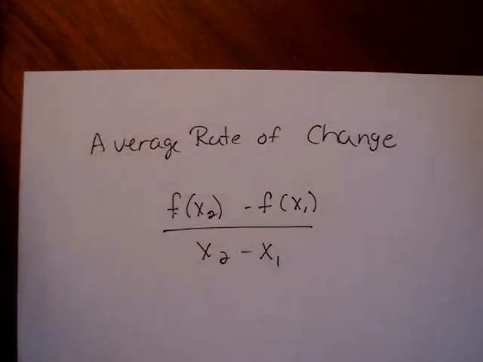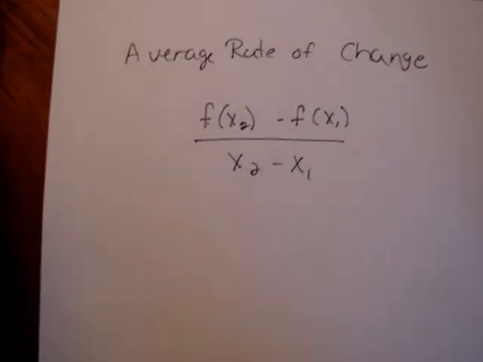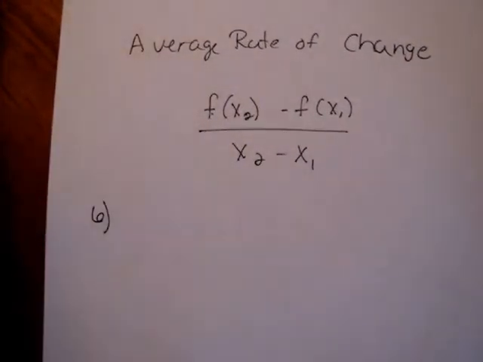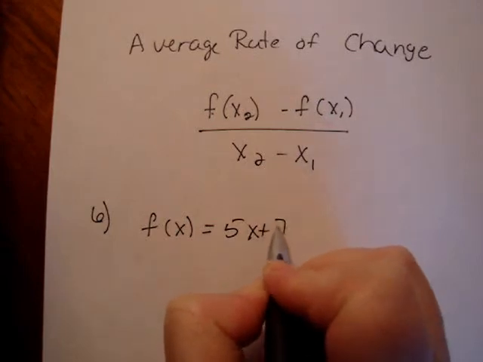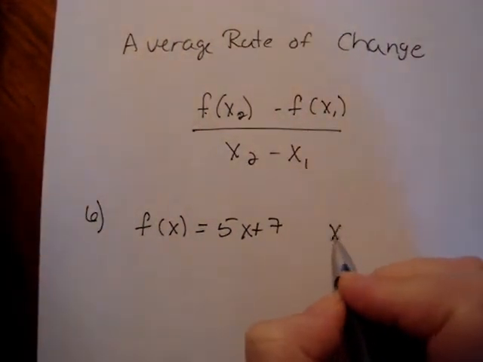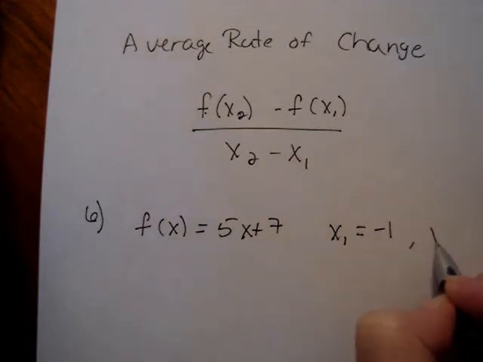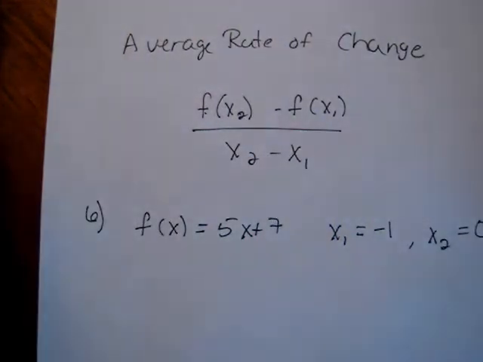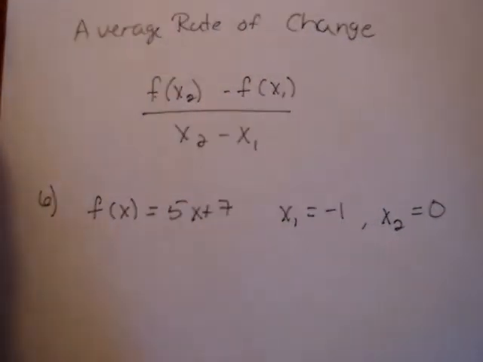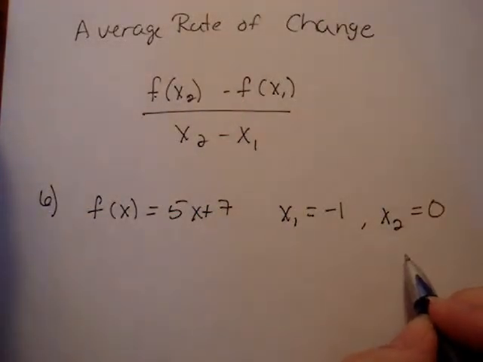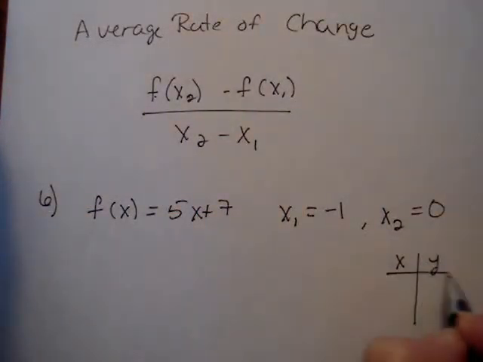So number 6, and I really like number 6 because it becomes clear. It says find the average rate of change of the function from x1 to x2. Okay, they give us a function. F of x is equal to 5x plus 7, and they give us x1 is equal to negative 1 and x2 is equal to 0. The first thing I have to do is find the y values. Okay, so sometimes it just makes it easier if you have a little xy table over here. So x1 is negative 1 and x2 is 0.